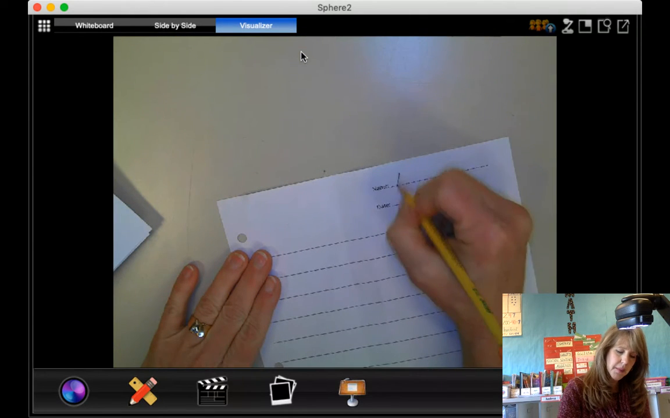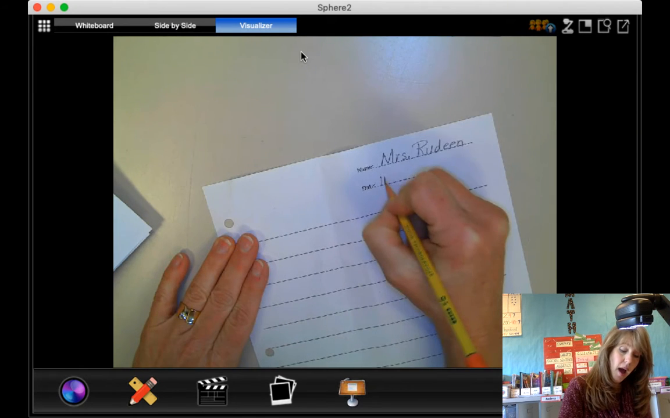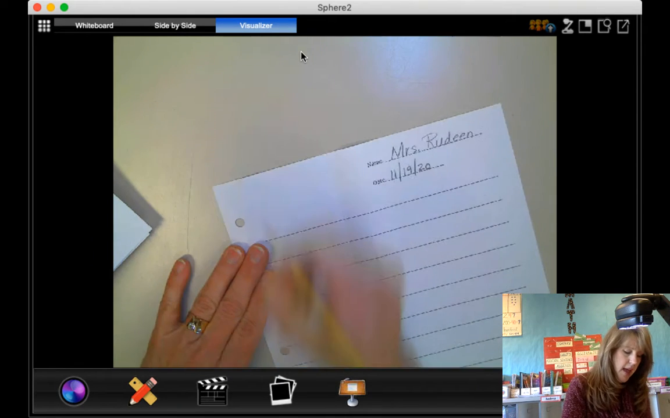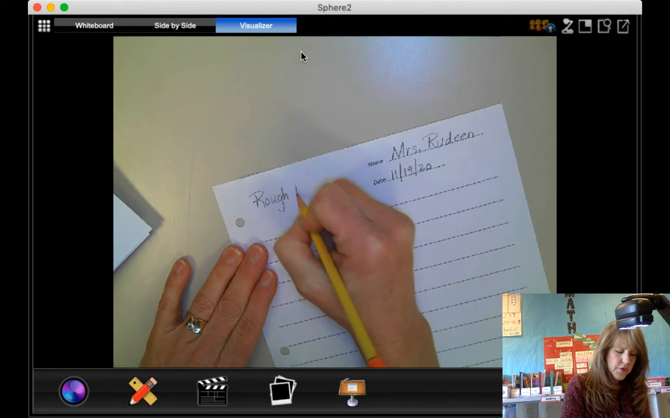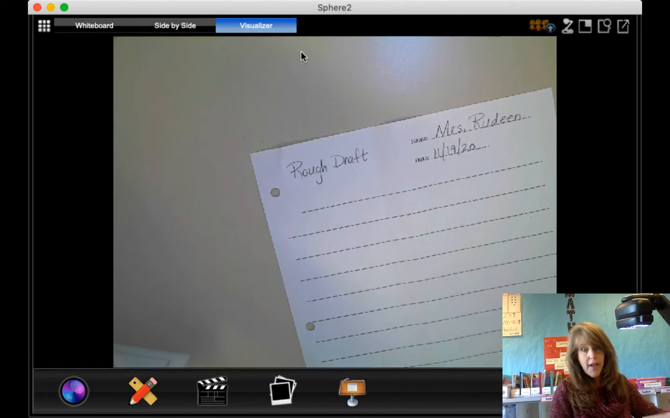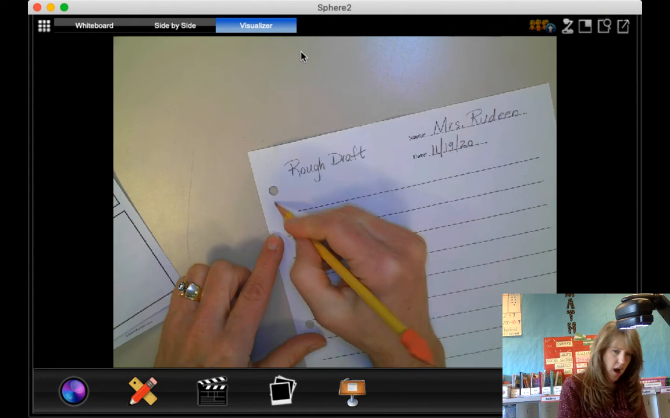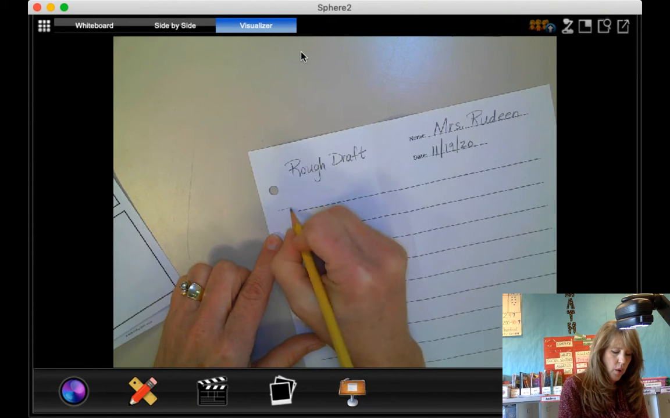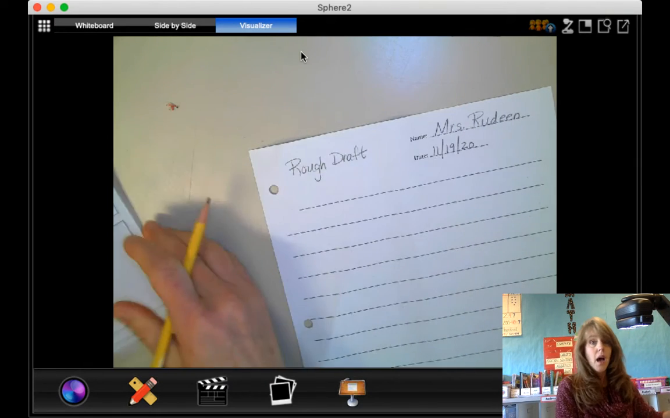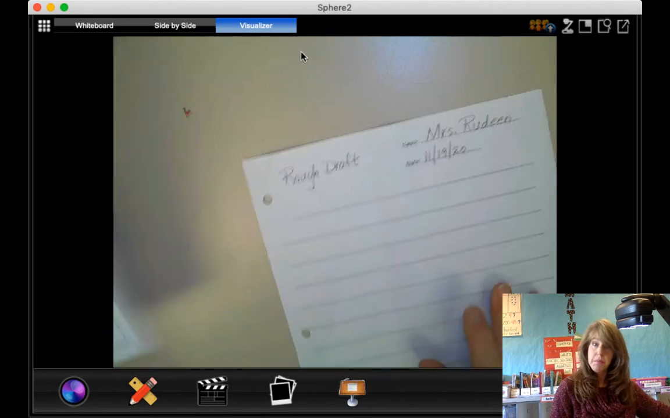So again, I write my name on my rough draft. I'll try to do this quickly. I write today's date to show how smart I was on November 19th, 2020, and I'm still going to write over here rough draft because it's okay if I make mistakes. And the beginning of my paragraph has to be what? Punched in. It is always indented. It does not come to the left margin. It's always indented. I don't need to write an arrow. That's just a reminder. So the topic of my paragraph says, I am thankful for my mom and dad for many reasons. Let me tell you what they are.